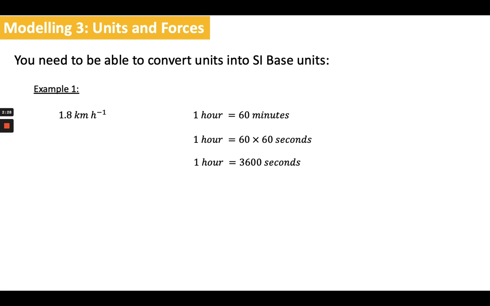So if 1 hour is 3,600 seconds, and I travel 1.8 kilometers in 1 hour, then I know that this number needs to get smaller if I'm going to put this into kilometers per second as an intermediate step. So I'm going to divide it by 3,600. That means I have 0.0005 kilometers per second. Now, I know that 1 kilometer is 1,000 meters, and so if I travel this many kilometers in every second, I travel 0.5 meters in every second. So this was a multiplication to get it into meters per second.